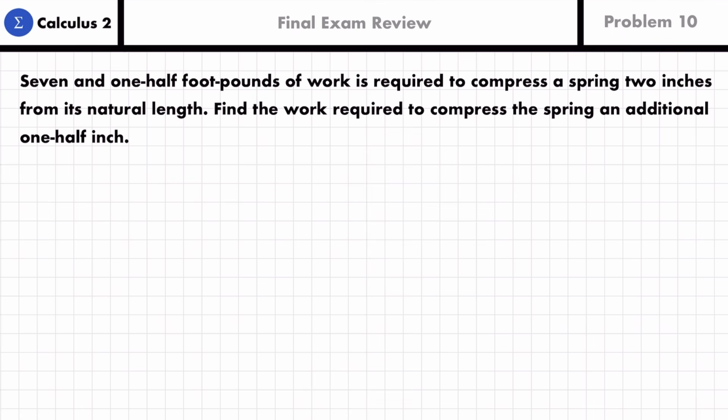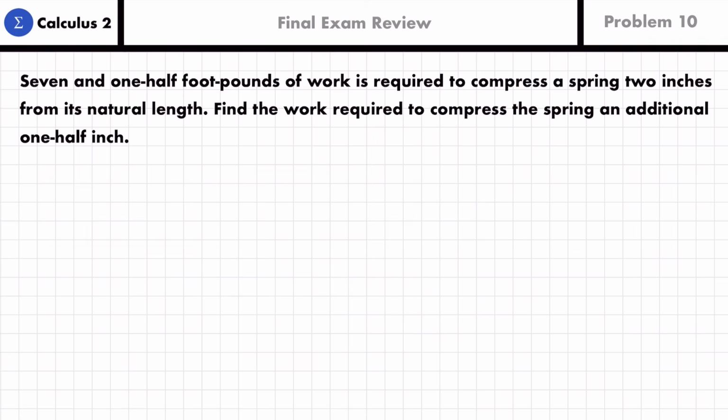For problem 10, we have 7 1/2 foot-pounds of work is required to compress a spring 2 inches from its natural length. Find the work required to compress the spring an additional 1/2 inch. Okay, so what we've been given here is a work problem. We want to find the work required to compress a spring a particular distance. And so not only is this a work problem, but it is a work problem involving springs.